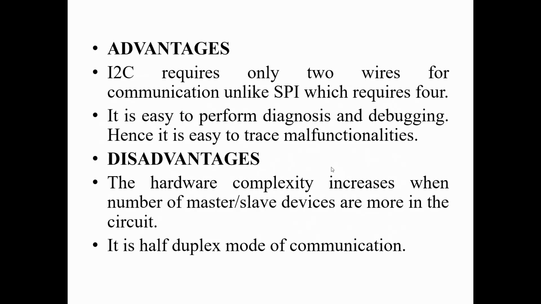These are the advantages of I2C bus. I2C requires only two wires for communication. It is easy to perform diagnosis and debugging. And then the disadvantages: the hardware complexity increases when the number of master or slave devices is more in the circuit. It is a half duplex mode of communication. Here for data transferring, it has only one wire. That wire is used to transmit as well as receive the data.